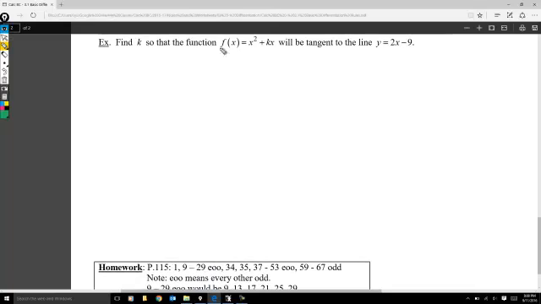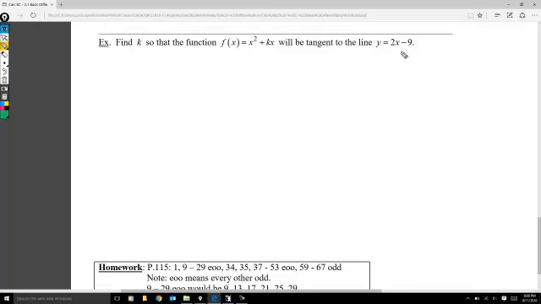I want to find k so that my function is tangent to this line. This is very important, this word right here. If two functions are tangent, I know that they share the same slope and the same point. That's what I know.